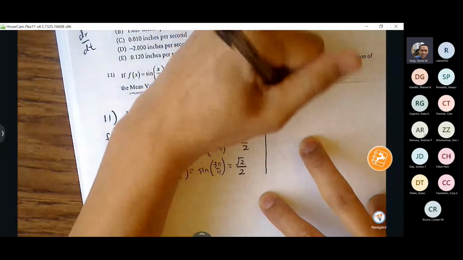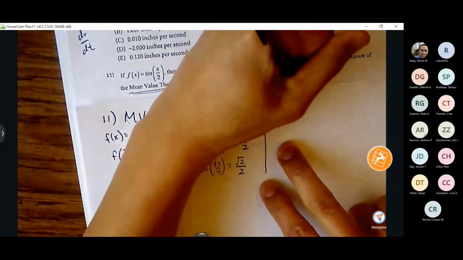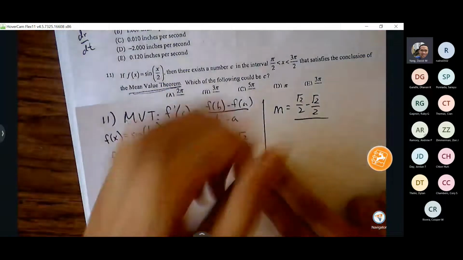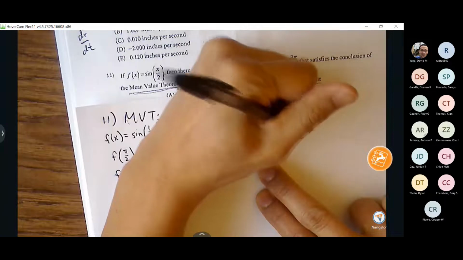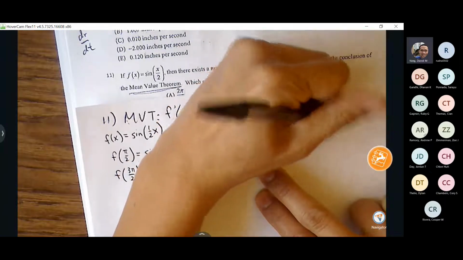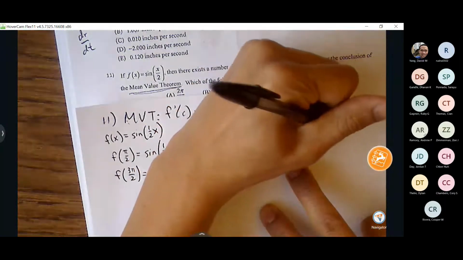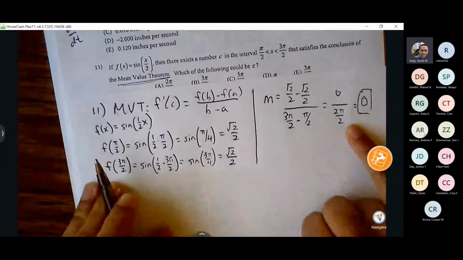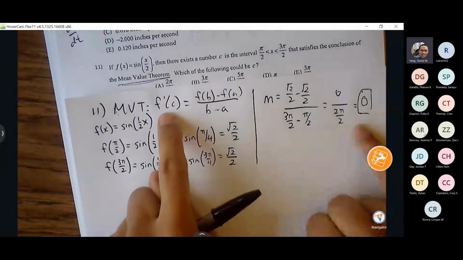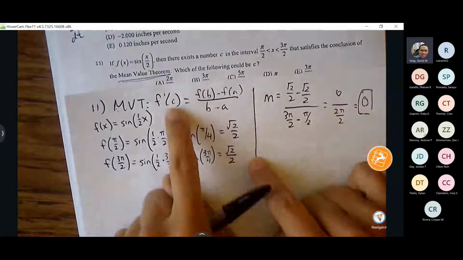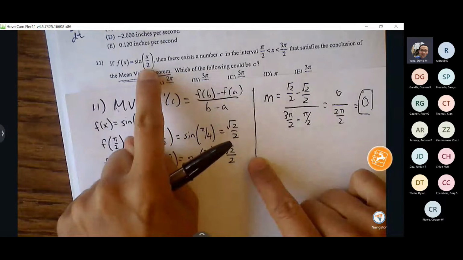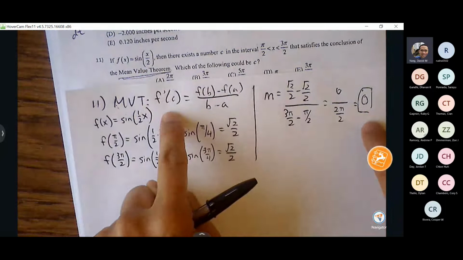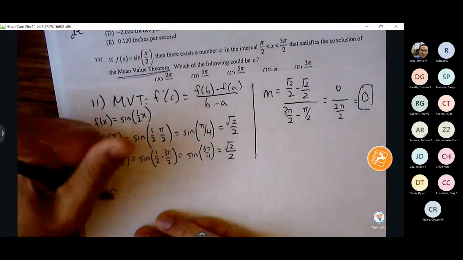If these numbers were different, we would still go through this process. So the slope is just change in y over the change in x. And we get 0 over pi, which is 0. Okay, so we know we're targeting a slope of 0. And now that we have the right side accounted for, we're going to work towards the left side. We're going to find the derivative of sine of x over 2 and set the derivative equal to 0 and solve for x.